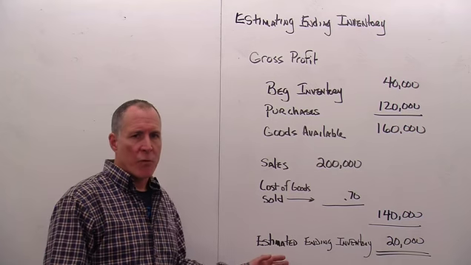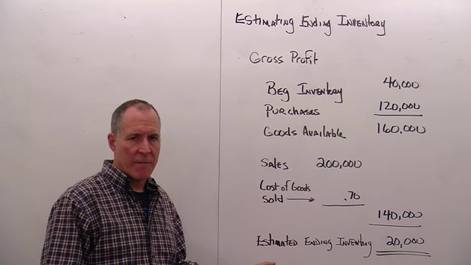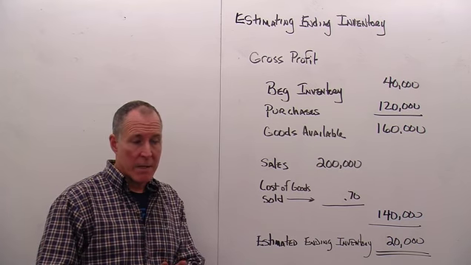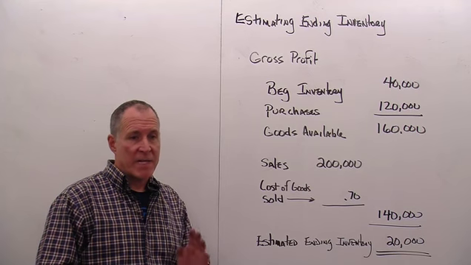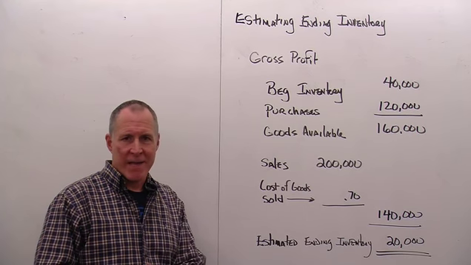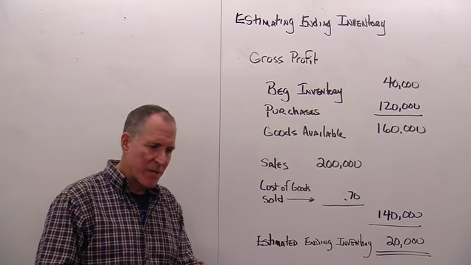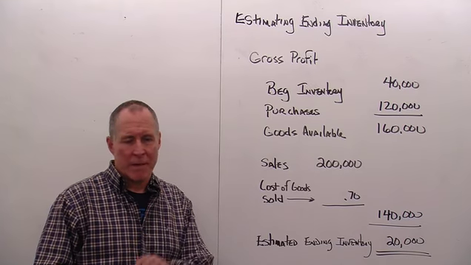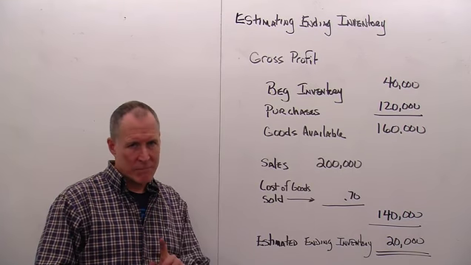Now, I know the retail method and the gross profit method are in the appendix of the chapter. That doesn't mean you can blow it off and it's not going to be tested. I'm guaranteeing you, I'm going to test on these two. You need to know that.